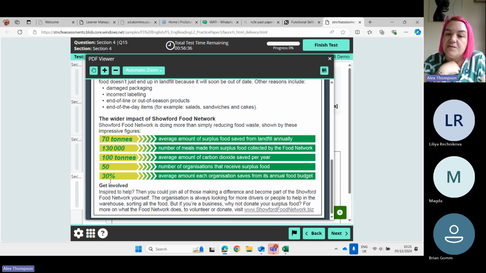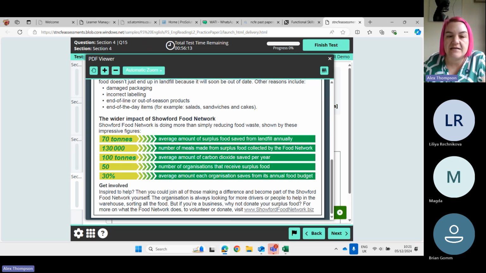then you could join all of those making a difference and become part of the Showford Food Network yourself. The organisation is always looking for more drivers or people to help in the warehouse sorting all the food. But if you're a business, why not donate your surplus food? For more on what the Food Network does, to volunteer or donate, visit website address.